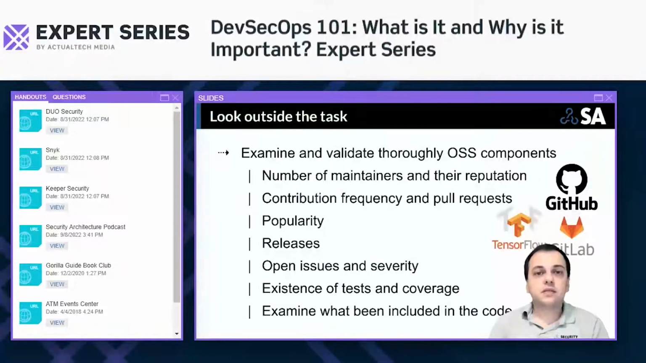I'm looking at the releases, if they are organized and if they're happening at regular frequencies. I'm looking at open issues and their severity. And I'm looking at the existence of tests and test coverage for the repository. And of course, doing all of this does not remove the need to always examine what's been included in the code itself. If you follow this little framework, you will always have confidence in the open source software that you're including in your code.